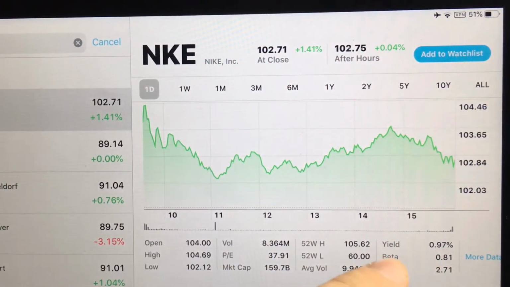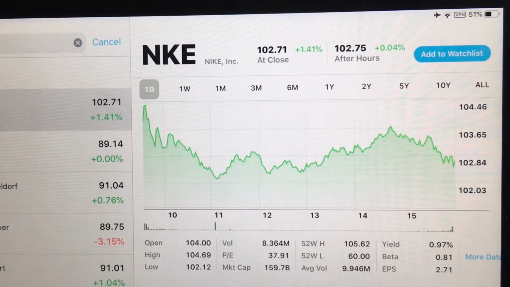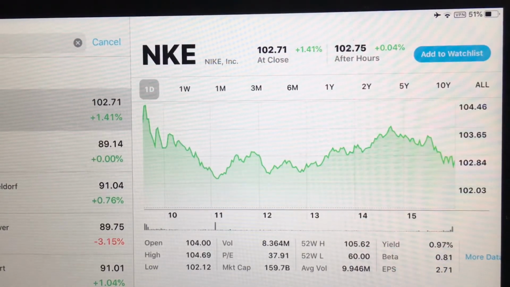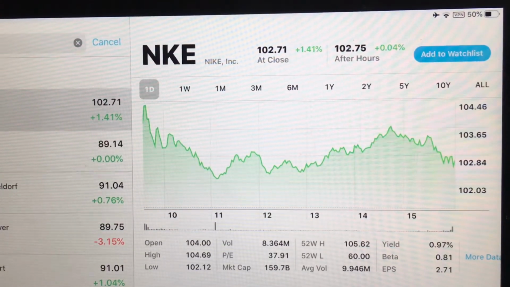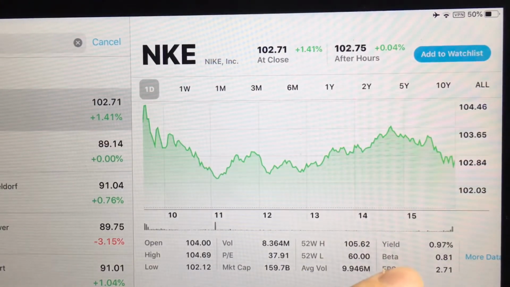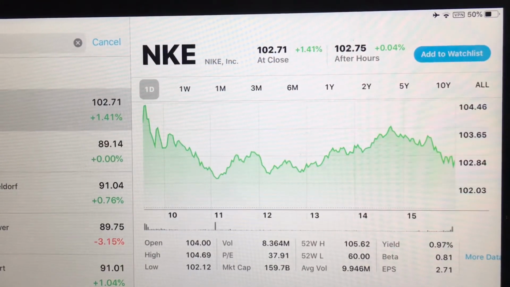The beta here is 0.81. Now, the beta basically tells us how volatile a stock is in comparison to other stocks in general. So 1 means the stock moves more or less in line with the market. More than 1 means it's more volatile in general than the market. And less than 1 means it's less volatile than the market. So at the moment they're saying it's a bit less volatile than the average for the market. So it's moving up and down a bit less than other stocks in general.